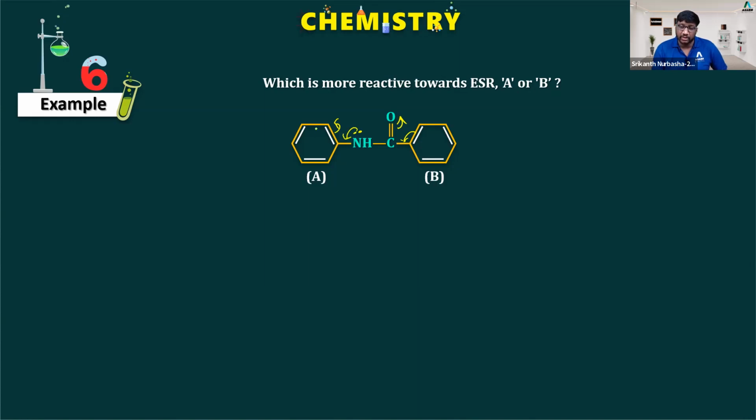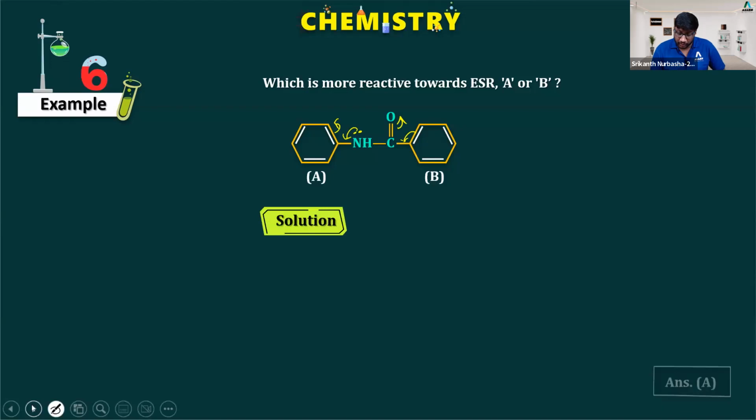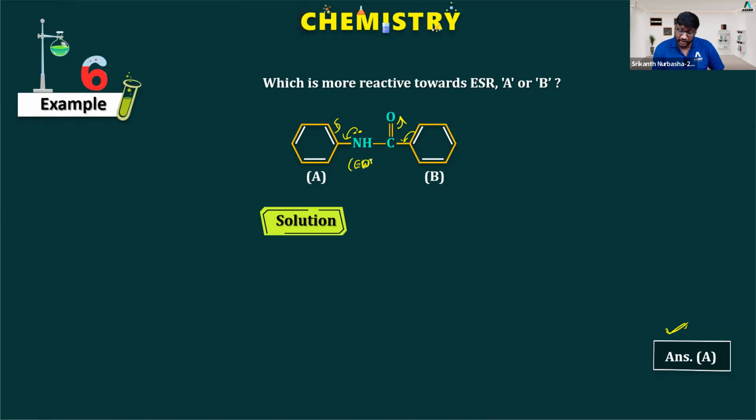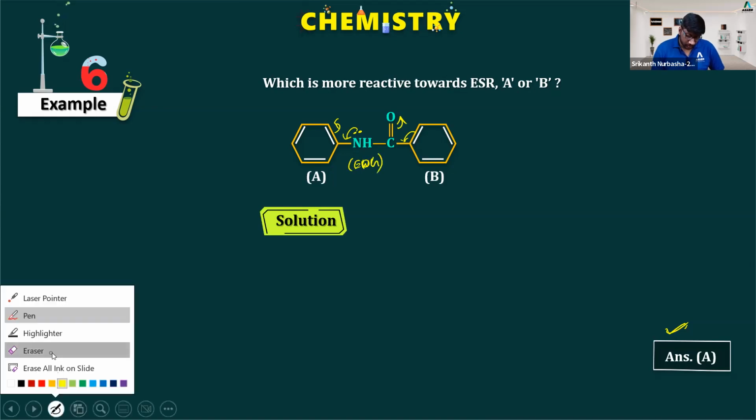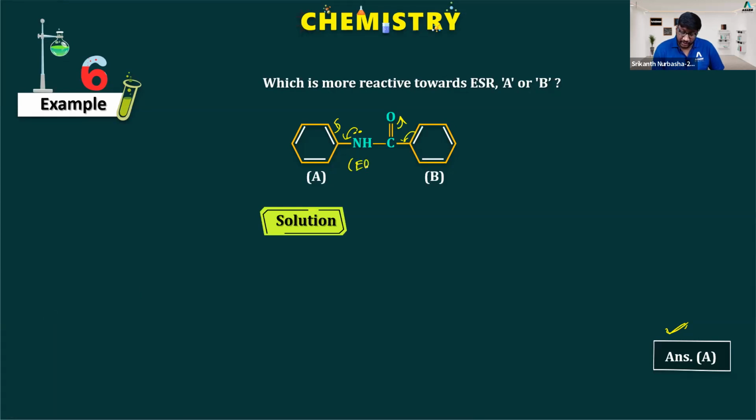So in ring A, electron density is increased. In B, electron density is decreased. So A is more reactive. A is more reactive because NH is an electron donating group.